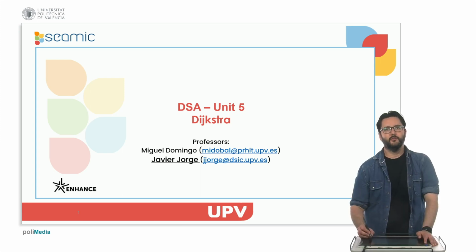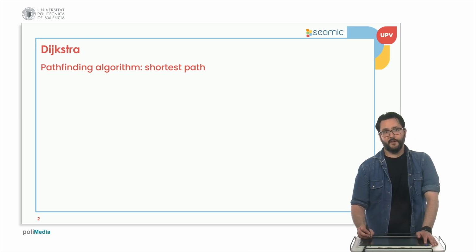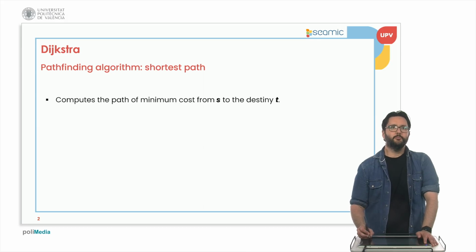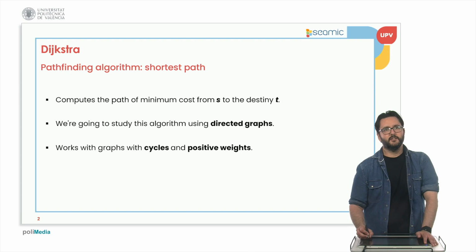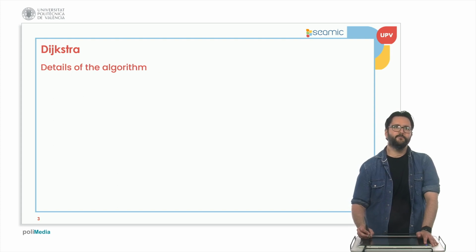Hello everyone, today we are going to talk about the Dijkstra algorithm, an algorithm that finds the best path between a source vertex and the other vertices in the graph. This is a path-finding algorithm that finds the shortest path. It computes the path of minimum cost from S to the destination T. We are going to study this algorithm using directed graphs, and this works with graphs with cycles and positive weights.